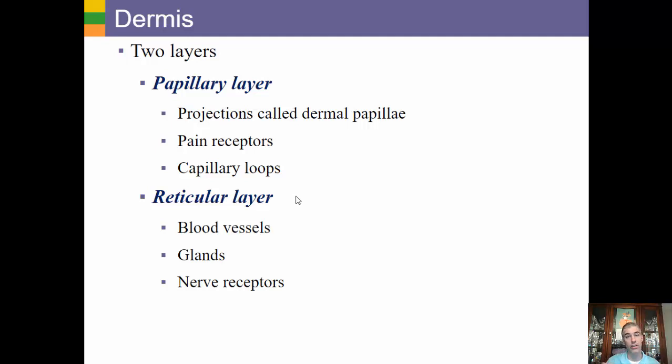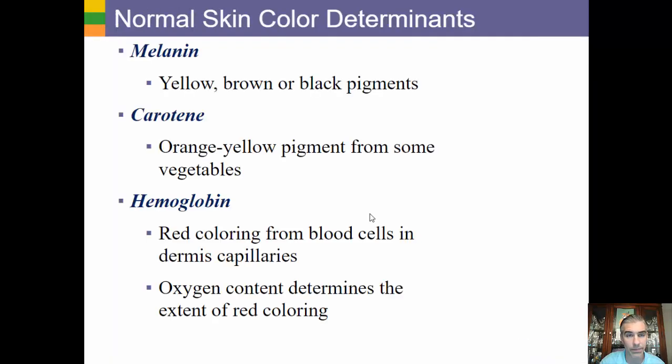And in the reticular layer, you'll have larger blood vessels, not just capillaries, which are really thin, small blood vessels, but larger ones. You'll have some of the sweat and the oil glands, and you'll also have nerve receptors for things like touch and pressure and things like that.